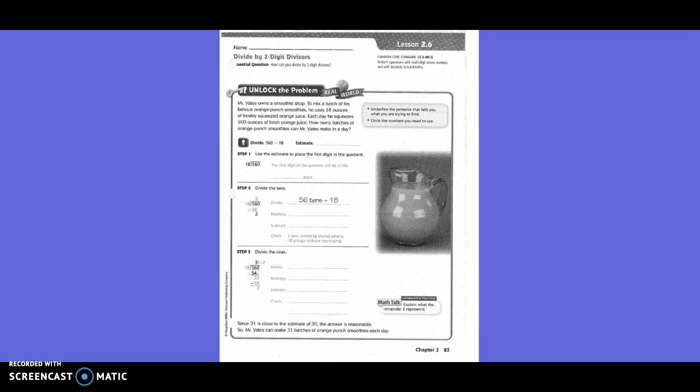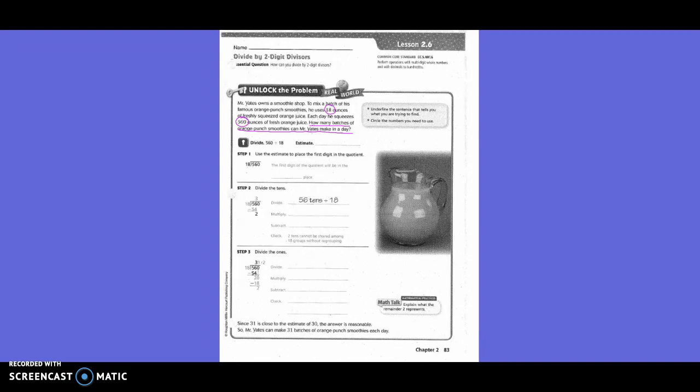How many batches of orange punch smoothies can Mr. Yates make in a day? So underline the sentence that tells you what you are trying to find. So what are we trying to find? How many batches of orange punch smoothies can Mr. Yates make? Circle the numbers you need. So what are we going to need? 18 ounces and 560. So they want us to estimate 560 divided by 18.